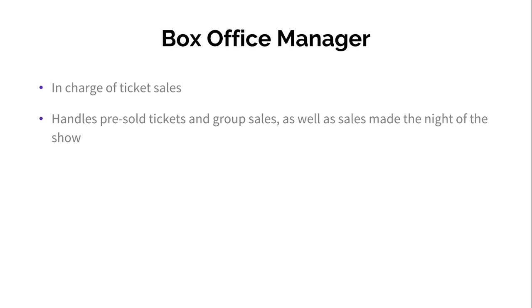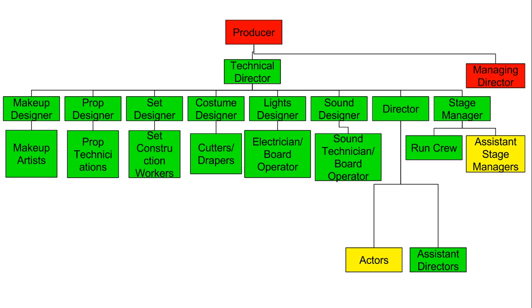The box office manager in the box office itself is in charge of ticket sales, so they're in charge of processing all ticket sales, making sure that everyone has a ticket for the show, that it's the right ticket, that payments are processed correctly. If it's a larger theater place, then they also can sell subscriptions to shows, so maybe the place has a season of shows like the Muni or the Fox, and they can sell entire seasons of those shows as well. And they do any group sales and sales made the night of the show.